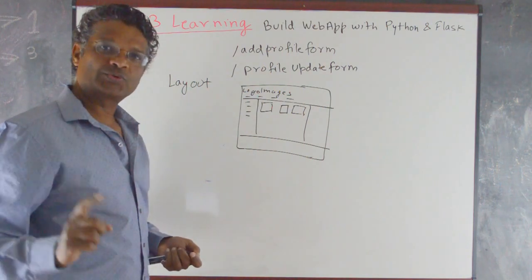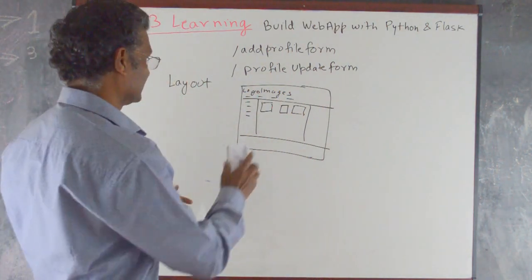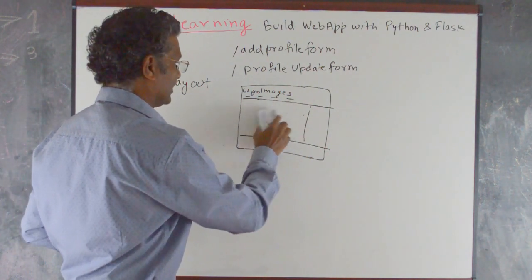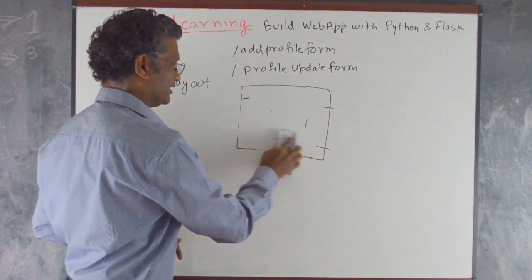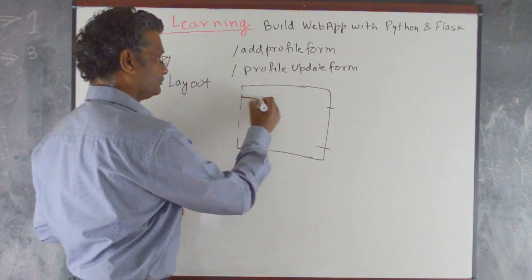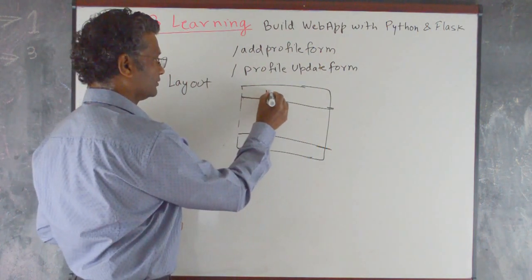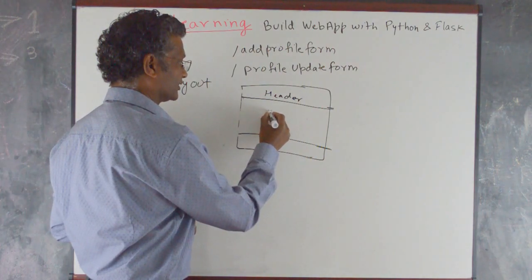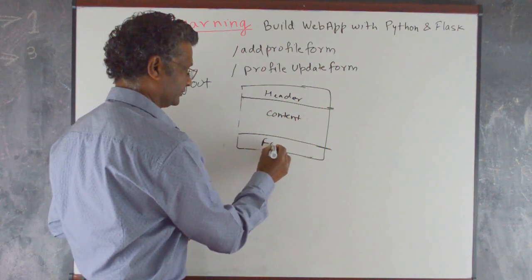In our case, we are going to use a layout which is going to be very simple. I'll just clear the box so we can start from scratch. We'll add a header. We'll add a footer. We call this header. We call this content. And we call this footer.